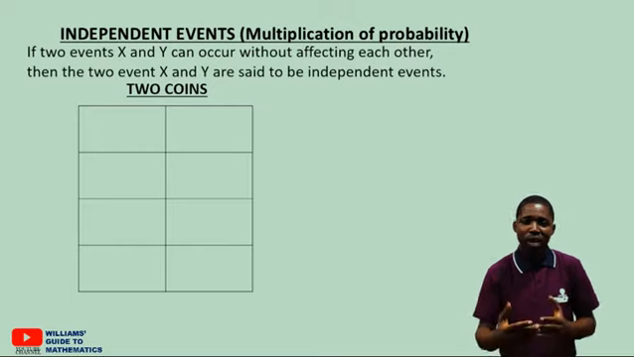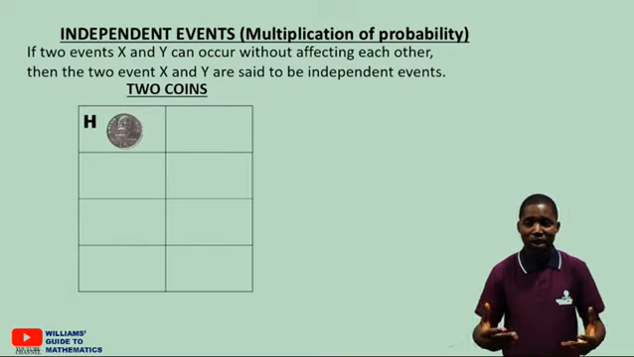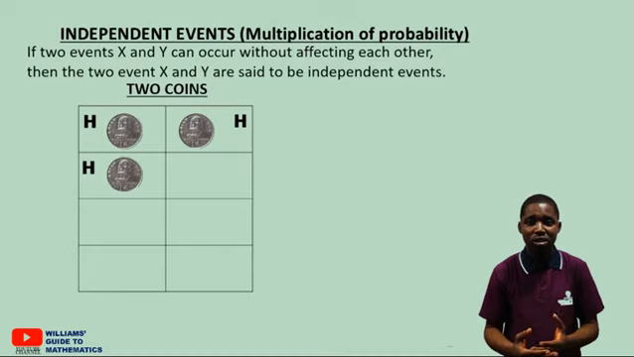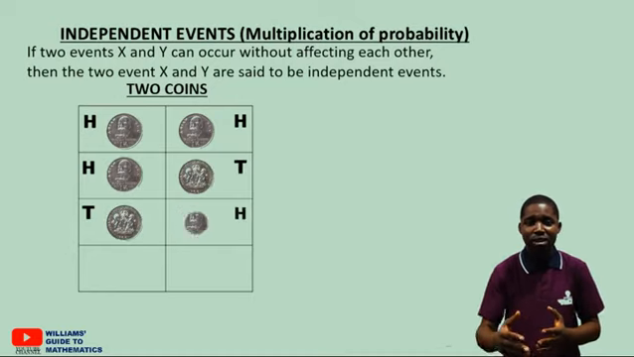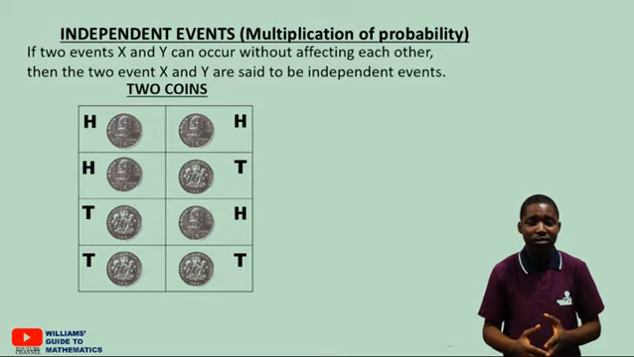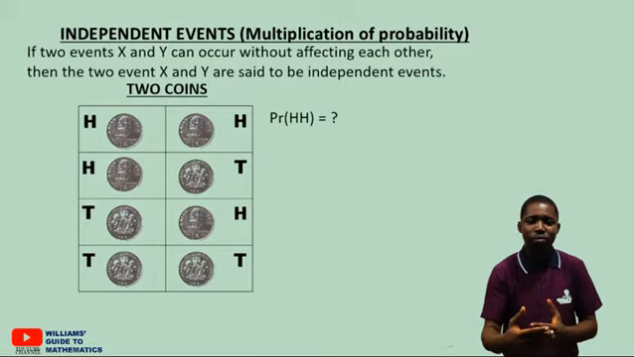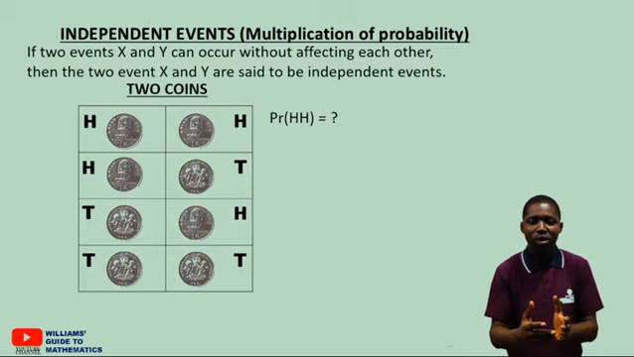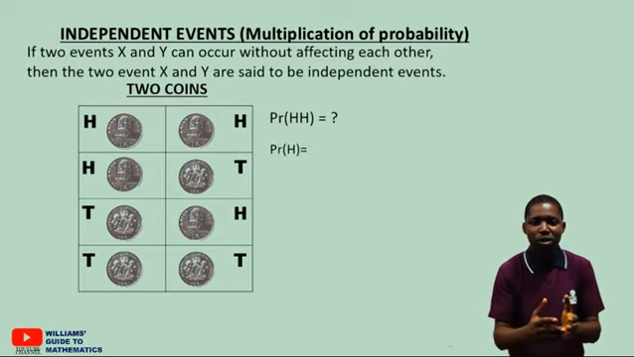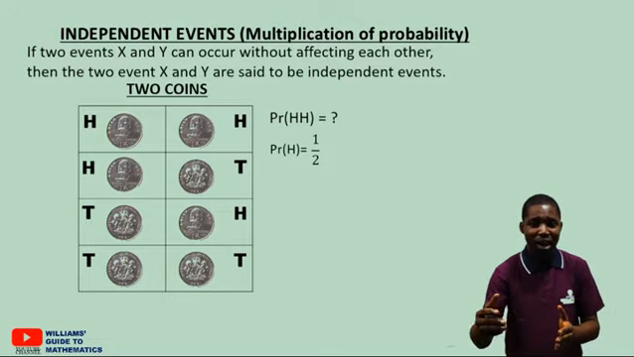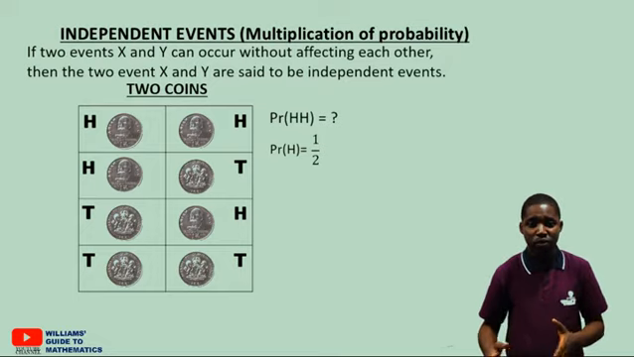So in that case, I'll be having something like what you can see on the screen, the table you can see on the screen. We can have head, head, we can have head, tail, we can have tail, head, and we can have tail, tail. So in that case, we have 4 possible outcomes. But if I don't want to draw the table, if the question is asking me to get the probability of head, head, all I need to do is probability of head, head. Now, what's the probability of getting head the first time? It is 1 over 2. What is the probability of getting another head? It is also 1 over 2 from the second coin.